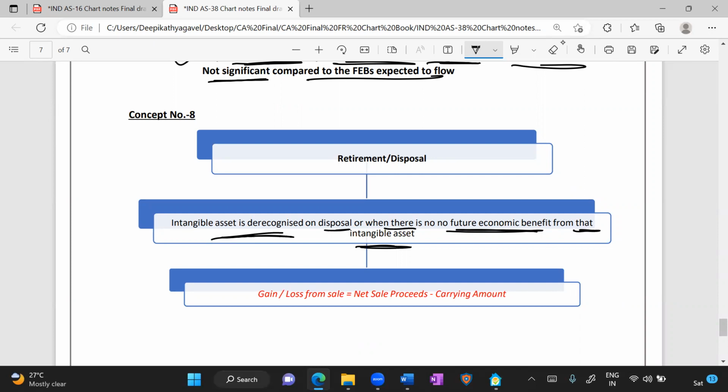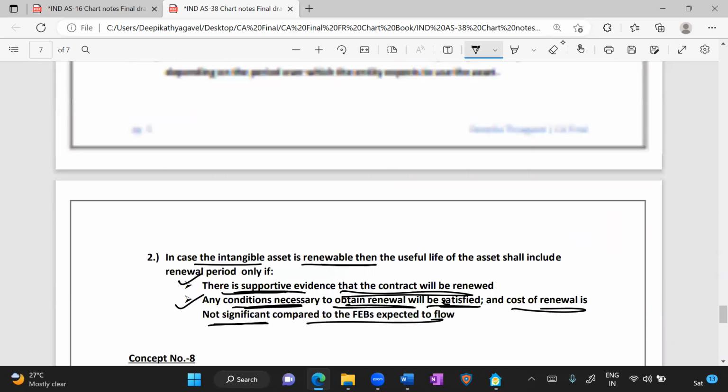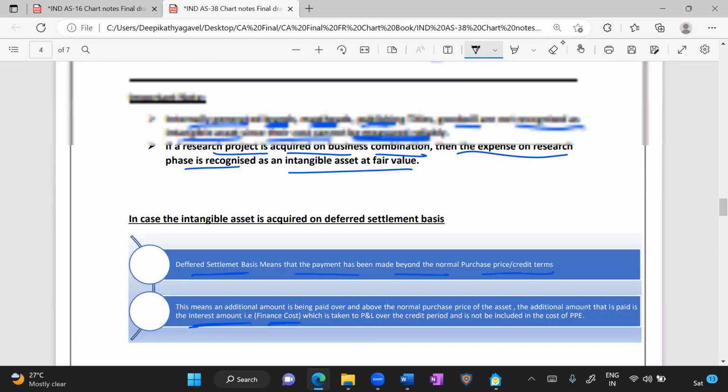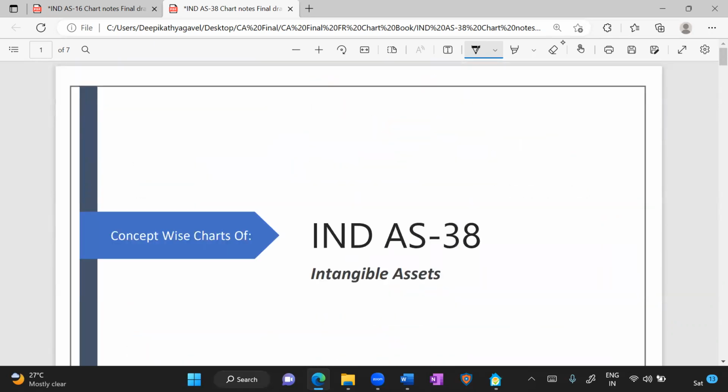And in that case, whenever the asset is being sold, right, the net sales less the carrying amount will give you the gain or loss from that particular sale transaction, right? So these were all the important concepts that you need to know in Ind AS 38.